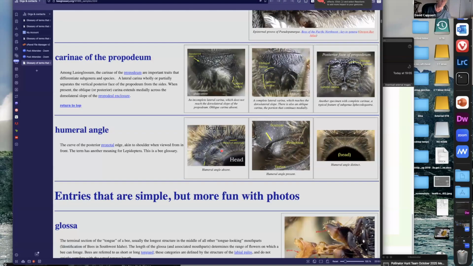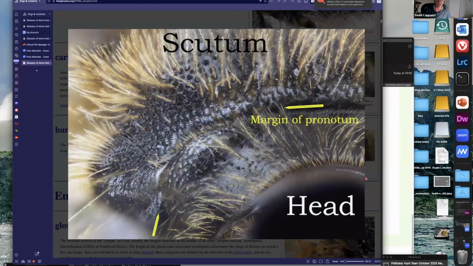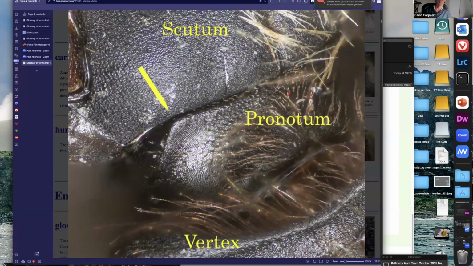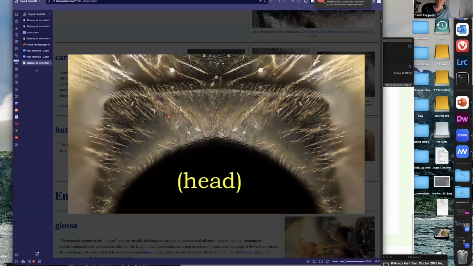humeral angle. Humeral angle is not a phrase that explains itself, so you really have to look at it. So here would be a humeral angle, taking the head off, looking at the thorax from in front, and there's a smooth line here, so that would be, there is no angle, and here you can see a bit of an angle, and then here you can see this is about as angular as it could get.